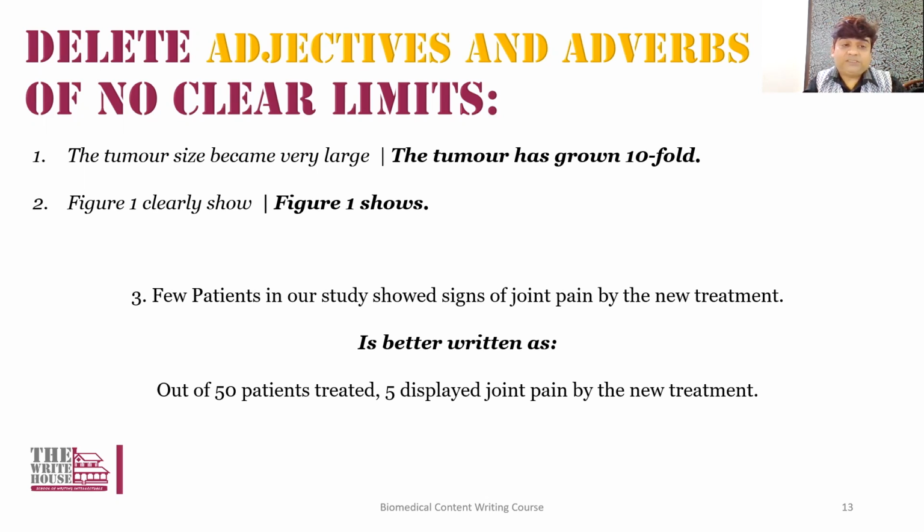So in all these examples, the main message is: wherever possible, make your writing quantifiable, make your writing understandable, and do not unnecessarily add adjectives and adverbs, because they add more of your own opinion or perception rather than the reader's understanding of what actually is happening.